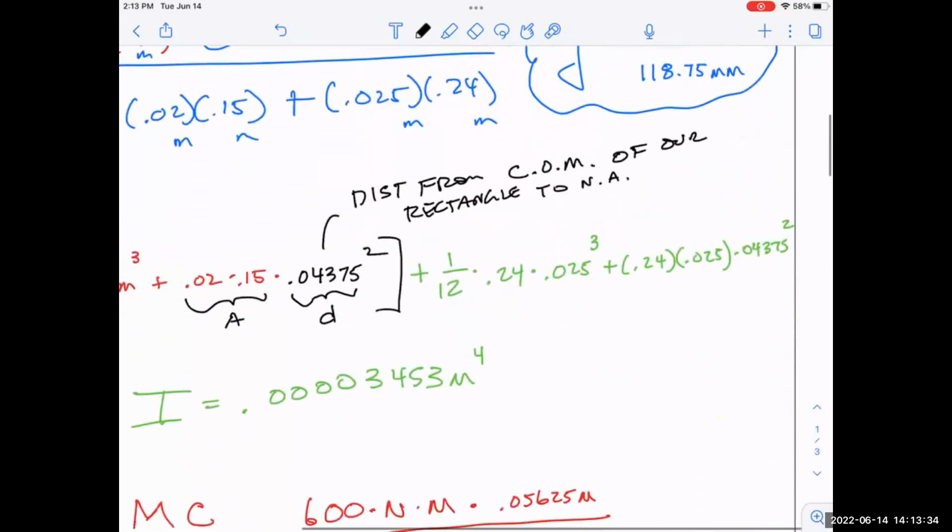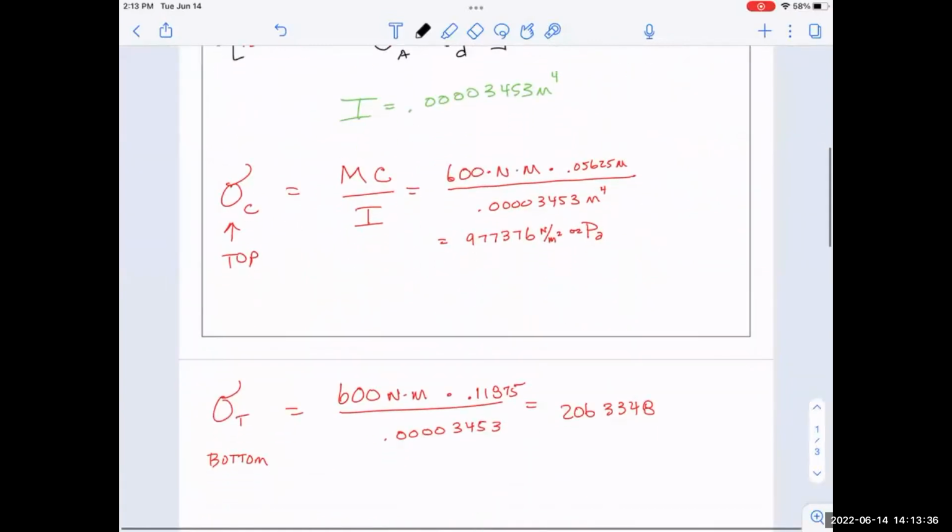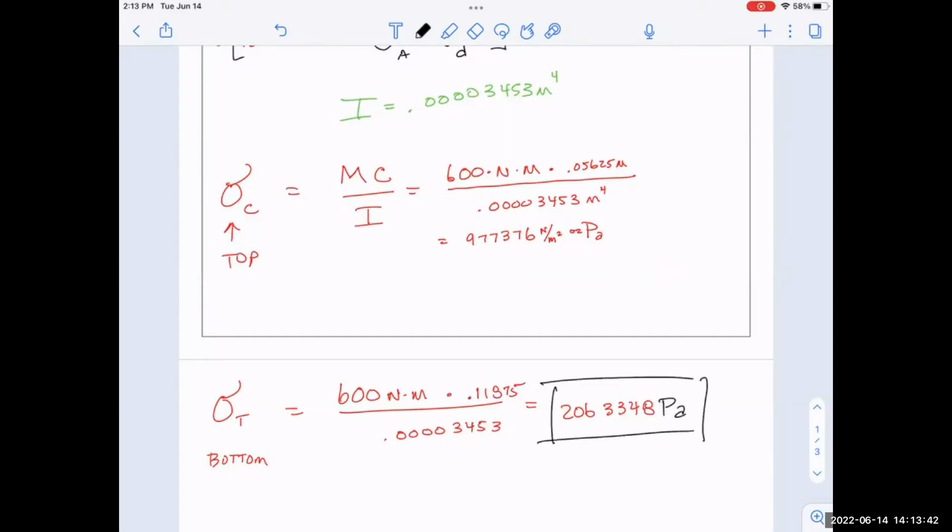So interestingly, notice how different these two numbers are. One is 2 million pascals. The other is not even 1 million pascals. So it's like double. Why is it double? Because of the distance. That's entirely the reason. Notice the calculation is identical except for the distance. The distance is double. That's the reason.